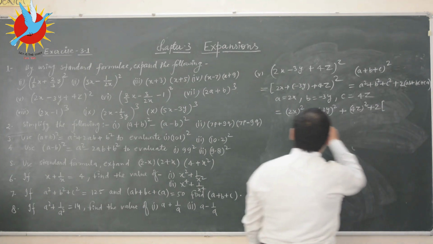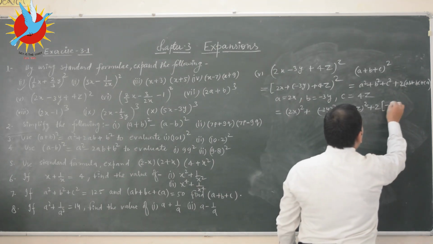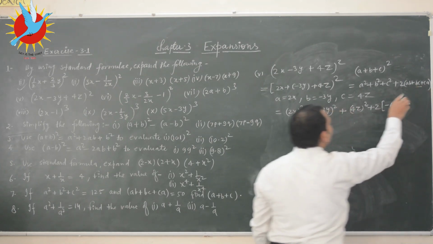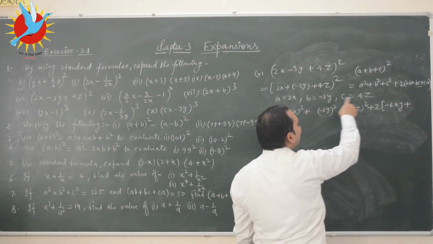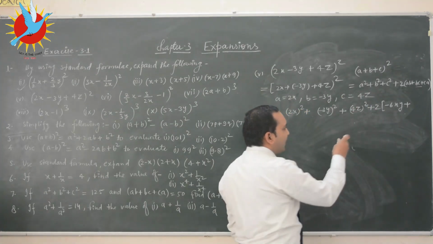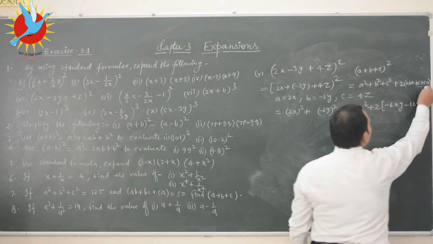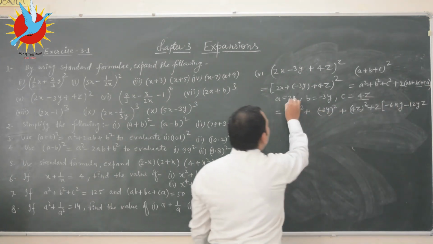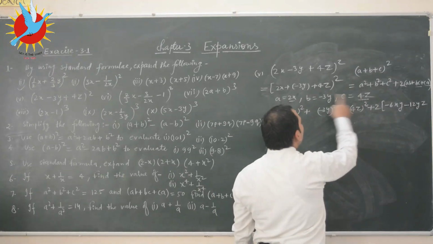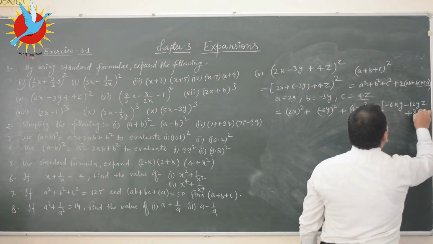Now A into B, so 2 threes are minus 6xy, minus 6xy plus BC. So the value of BC means B into C, minus 3y into 4z. So minus 3 into 4 is equal to minus 12yz. So we can write minus 12yz, and then CA, C into A, that is 4z into 2x. So 4 twos are 8 and z into x. So we can write plus 8zx.